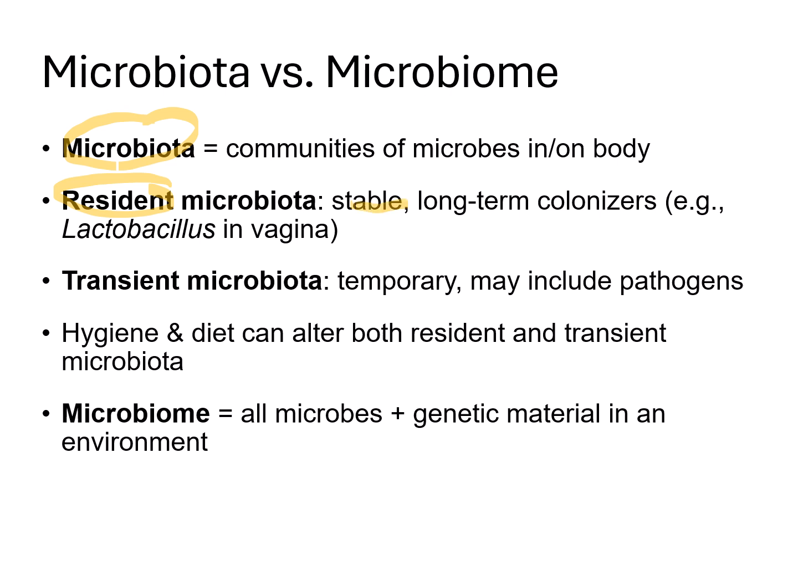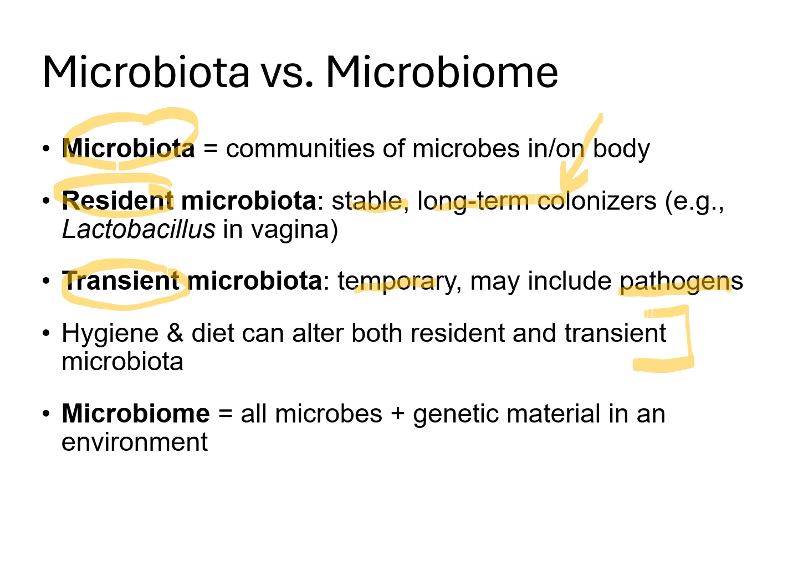So these are stable, long-term colonizers that were transferred to you basically at birth and have been on you for years. Transient microbiota are temporary. These are things that you pick up daily, like by touching a doorknob or eating certain foods. And these can also include disease-causing microbes, pathogens. Both your hygiene and your diet can alter resident and transient microbiota. So even residents that should be long-term colonizers can turn over.